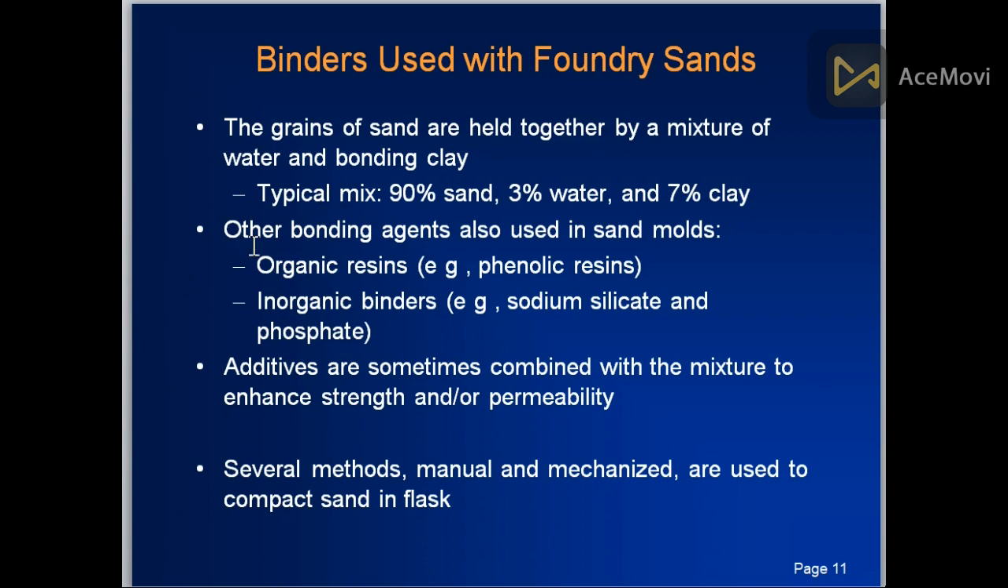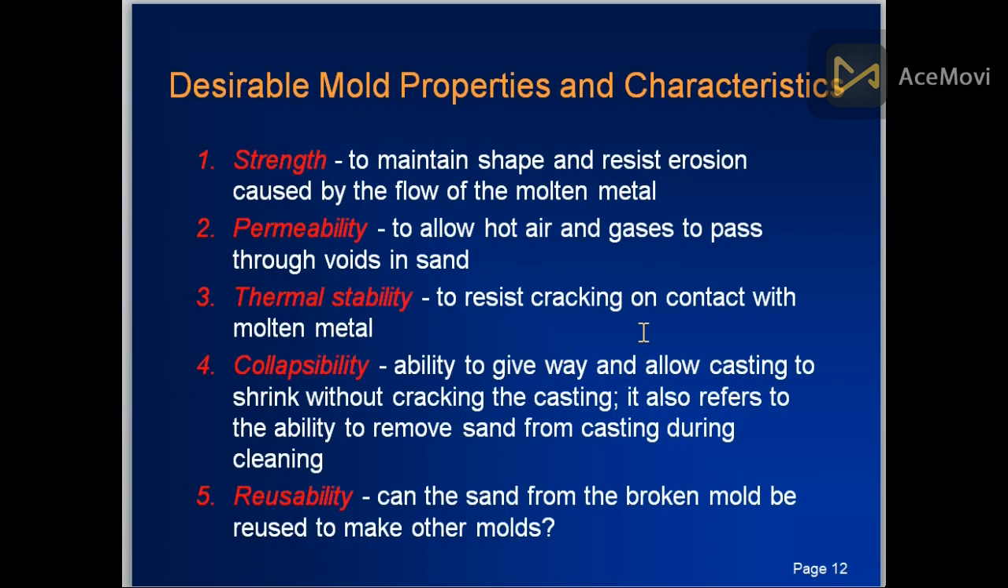Other bonding agents are also used in sand molds. Organic resins include phenolic resins, and inorganic binders include sodium silicate and phosphate. Additives are sometimes combined with the mixture to enhance strength and permeability, for example coal. Several methods, manual and mechanized, are used to compact sand in the flask, such as the hammering process.